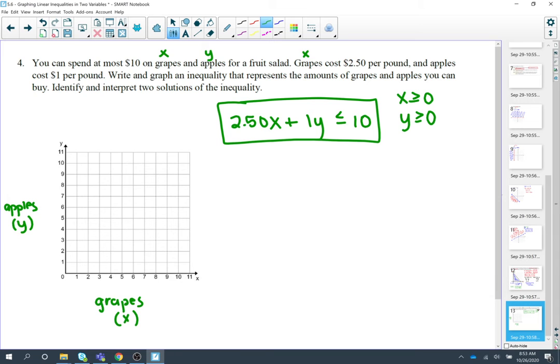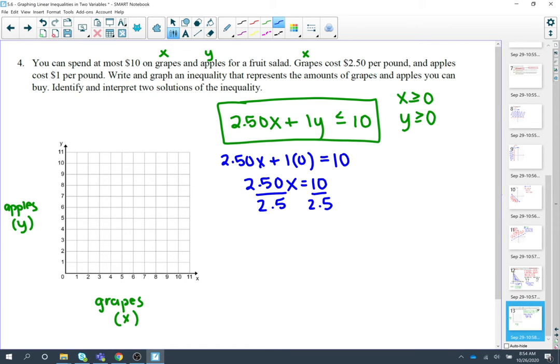Now, just like last time, I think the easiest version here is going to be to solve for our x and y intercepts. If you want to find the x-intercept, you're going to substitute a 0 in for y. So we're going to have 2.50x plus 1 times 0 is less than or equal to 10. Or because we're solving for an intercept here, we can switch this over to an equal sign. This is going to get me 2.50x equals 10.